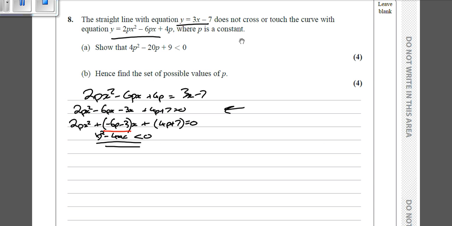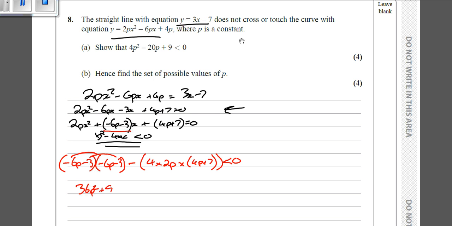So b is always the thing in front of the x. So b squared is going to be minus 6p minus 3 squared, minus, and then 4ac I always stick in brackets. So 4 times a, which is 2p, the thing in front of the x squared, times c, which is 4p plus 7, and all of that is less than 0. So let's simplify that. Minus 6p times minus 6p is going to be 36p squared. Minus 3 times minus 3 is going to be plus 9.